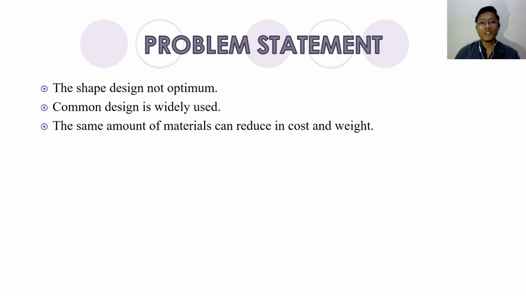The problem statement of the studies is the widespread use of the common design of hook in our globalization. Furthermore, the design of the cross-section is not optimal according to several designs. Next, with the same amount of material, it can reduce the cost of producing the product and also the weight of the product.